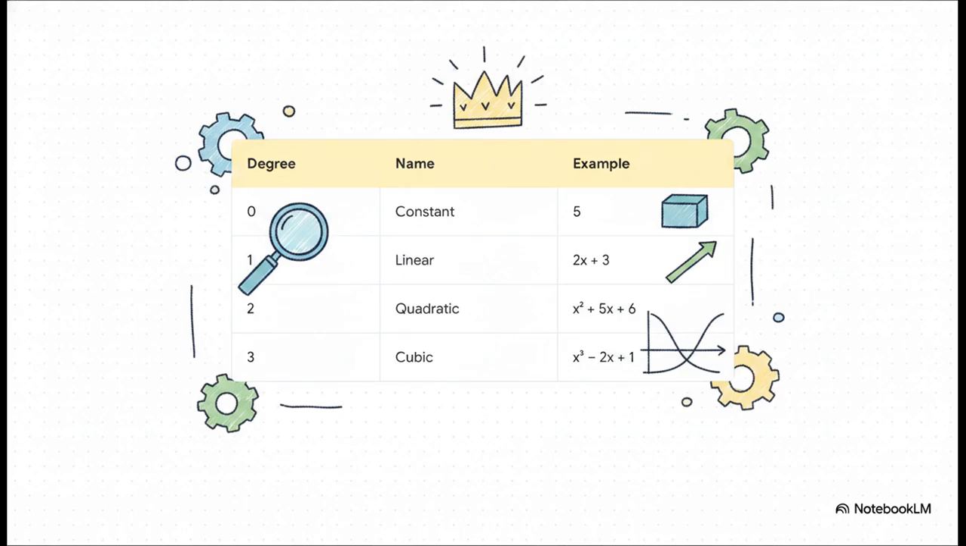If the degree is 0, it's a constant, like the number 5. If the highest power is 1, it's a linear polynomial. Think 2x plus 3. If that highest power hits 2, well, that's a quadratic. You're going to see a lot of these, like x squared plus 5x plus 6. And if the degree is 3, it's a cubic polynomial. So just by spotting that degree, you instantly reveal the true nature of the equation.